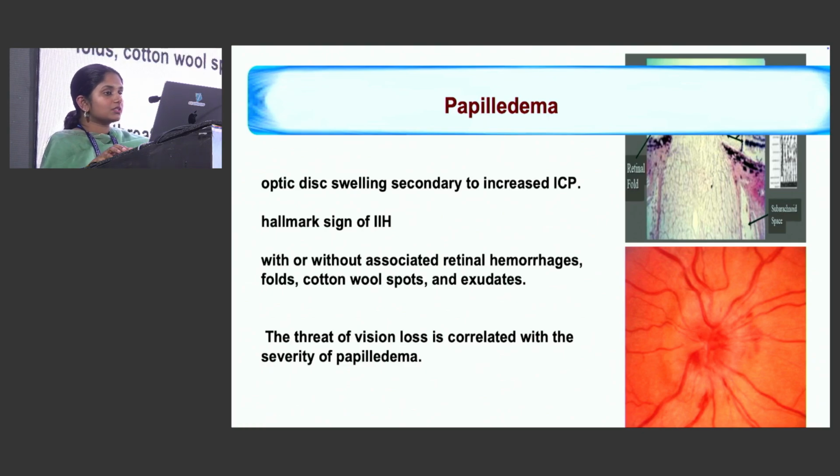And coming to some theory part of papilledema, it is optic disc swelling, which is secondary to the increased ICP. It is the hallmark of idiopathic intracranial hypertension.